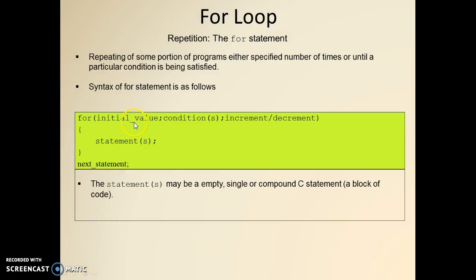It consists of an initial statement where we initialize the variable, and then we check the condition statement. If the condition is true, it will execute the statements inside the for loop. Otherwise, it will not go inside the for loop statements. And then we have the increment or the decrement statement. After coming out of the for loop, it goes to the next statement in the program. These statements of the for loop can be empty, a single line, or compound C statements.